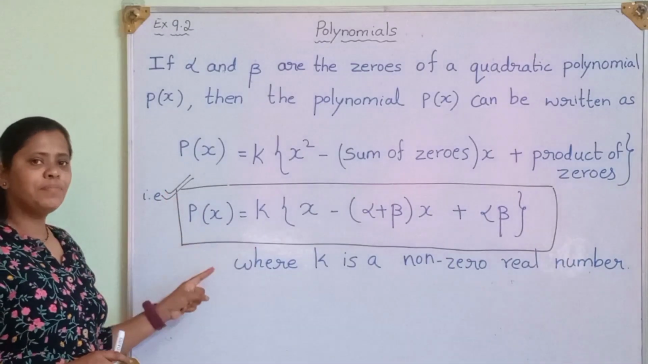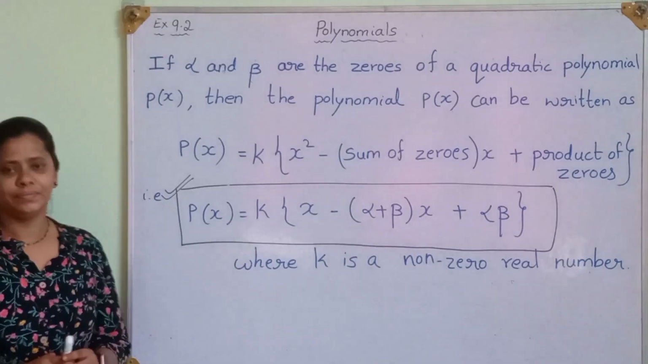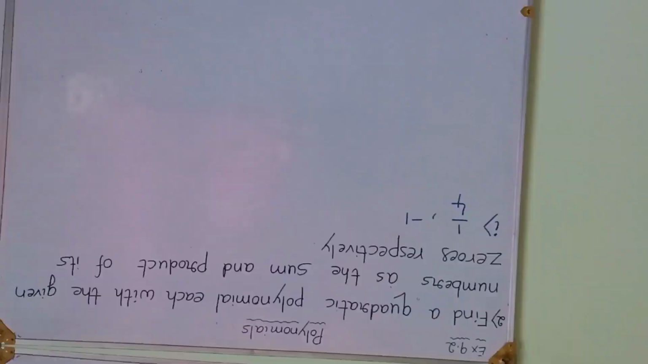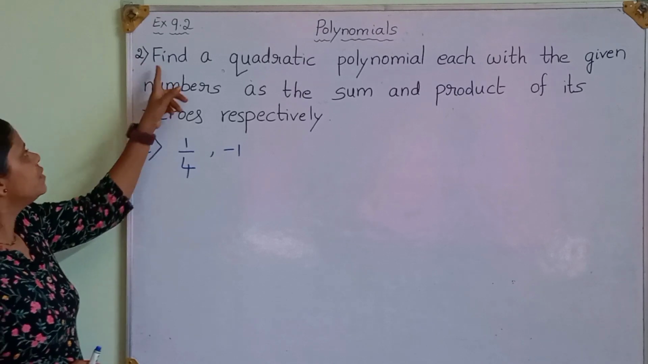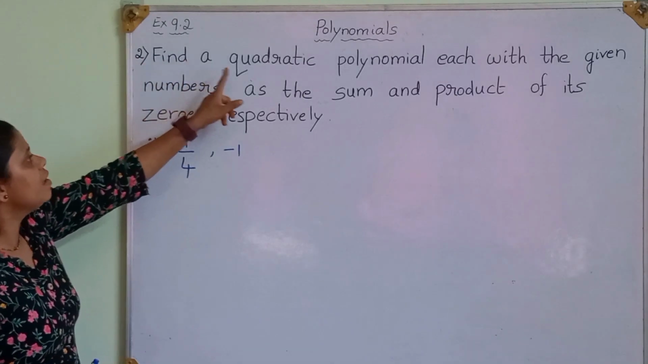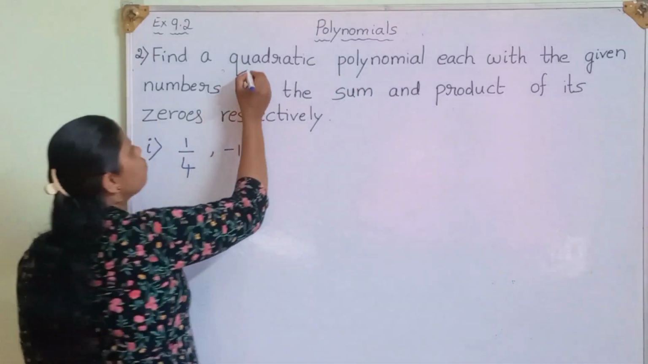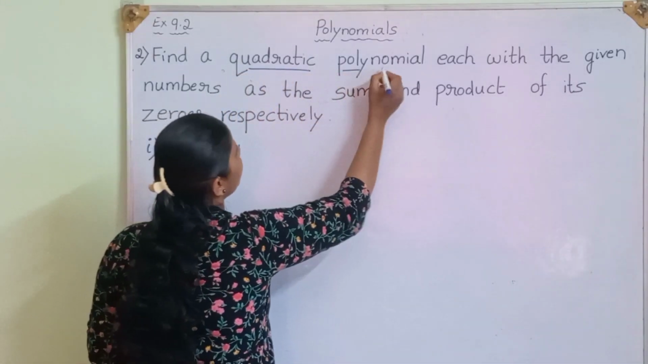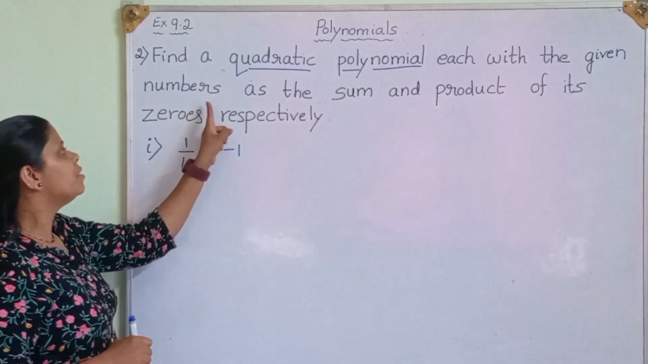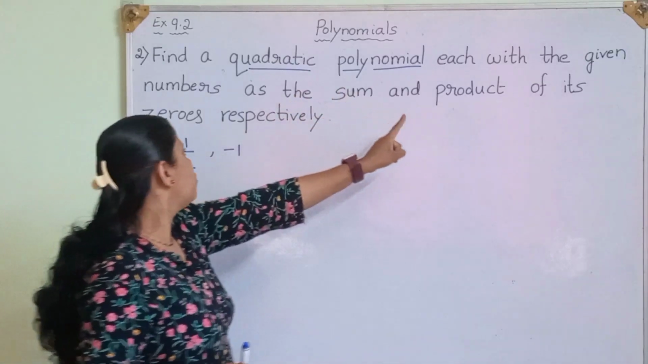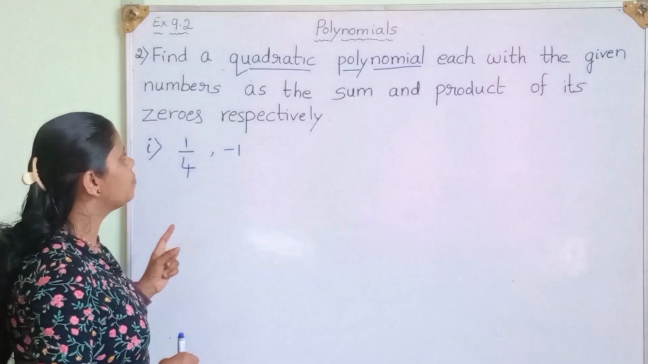Okay? Let me rub this and we will move to exercise 9.2 second main. First let us read this. Find a quadratic polynomial, each with the given numbers as the sum and product of its zeros respectively. What is the meaning of this?